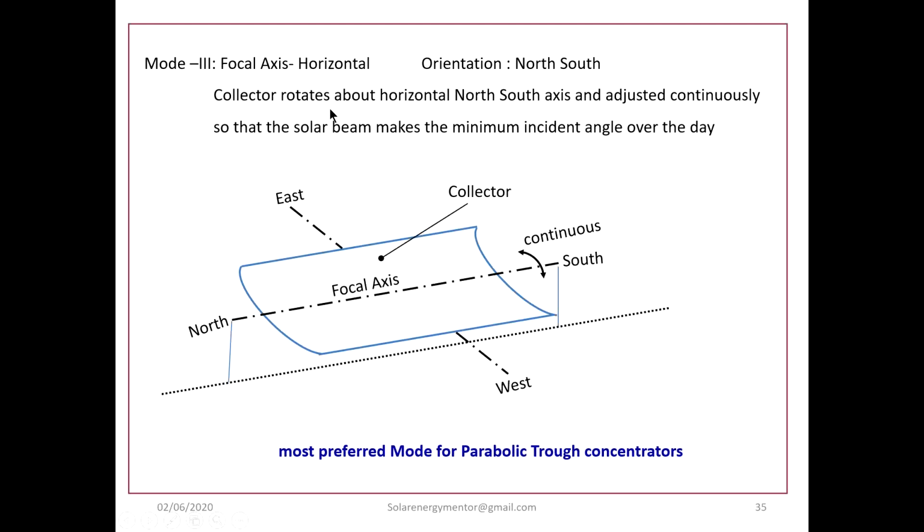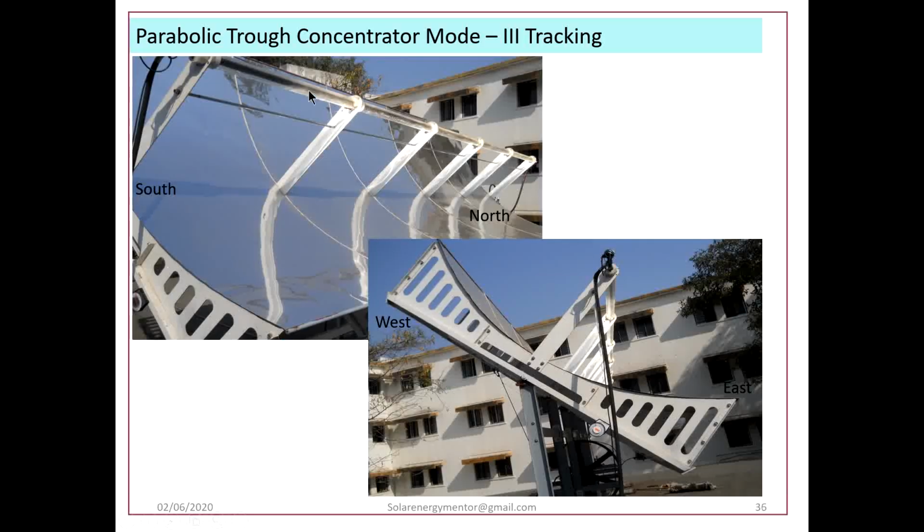The collector rotates about a horizontal north-south axis and is adjusted continuously so that the solar beam makes the minimum incident angle over a day. This is the most preferred mode of tracking for parabolic trough concentrators. The parabolic trough concentrator which we have developed in our laboratory has the same mode of tracking implemented. You can say this is a south side and this is a north side. This is the focal axis. The focal axis is horizontal and the collector tracks from east to west.